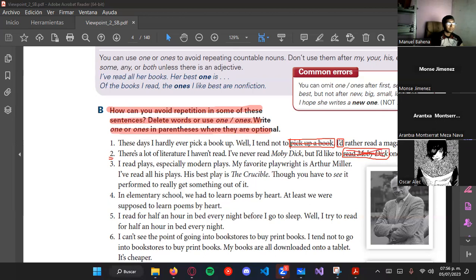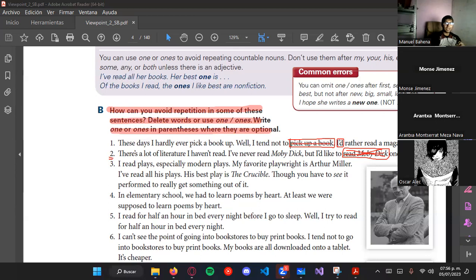There is a lot of literature I haven't read. I've never read Moby Dick, but I'd like to one day. Yes, I would like to one day. Excellent. Yes, perfect, Monse. Yes, thank you very much.